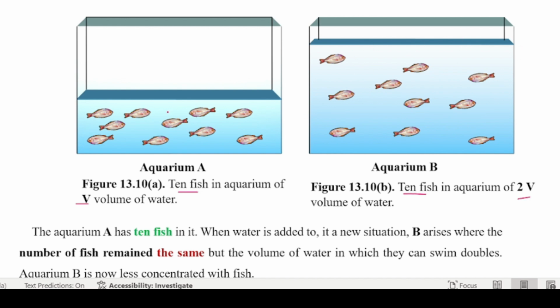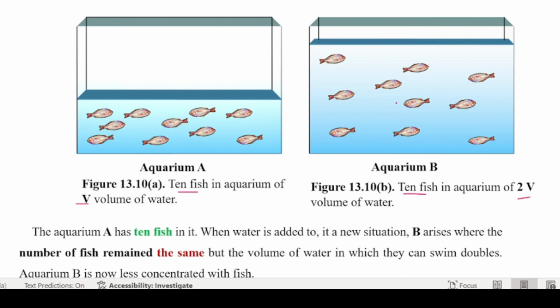What do you think about the concentrations in A and B? This will be of a lower concentration than that. But look, when we're diluting this, we did not change the number of fish inside. They still remain 10 in both cases.